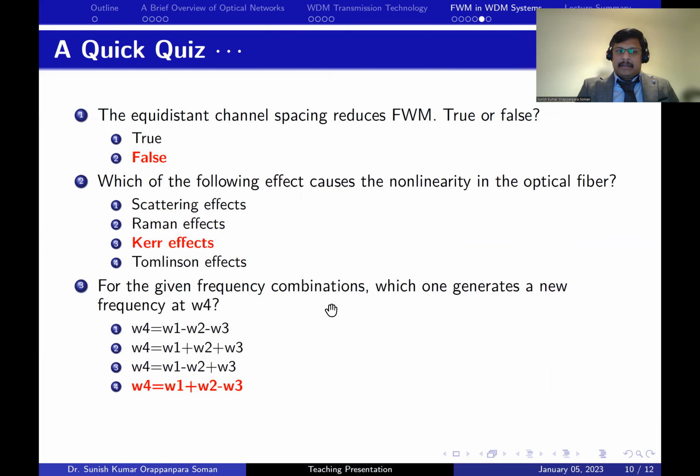So here are the answers. For the first question, the equidistant channel spacing reduces FWM. The answer is false. That we already discussed in the previous slide. Which of the following effect causes nonlinearity in optical fiber? Kerr effect. And the last question, for the given frequency combinations, which one generates a new frequency at omega 4? So the answer is option 4. That is omega 4 is equal to omega 1 plus omega 2 minus omega 3. That is the phase matching condition we have discussed in the previous slide.